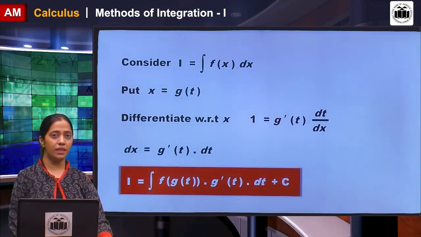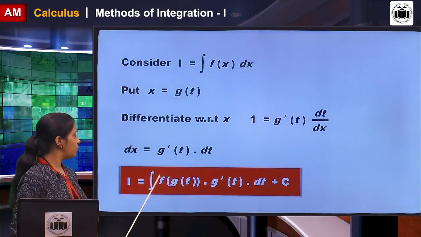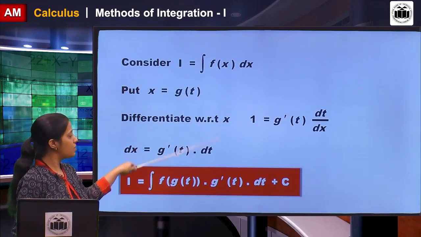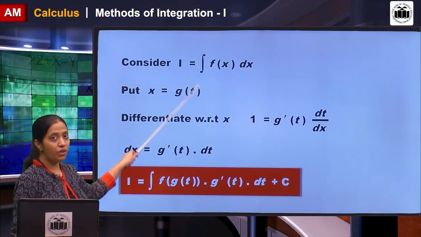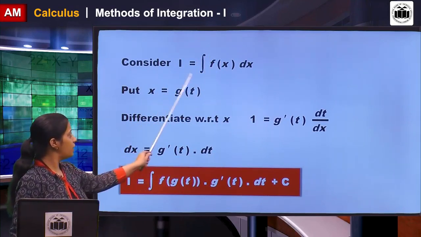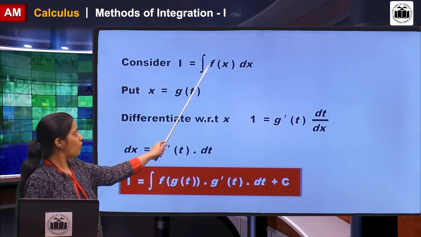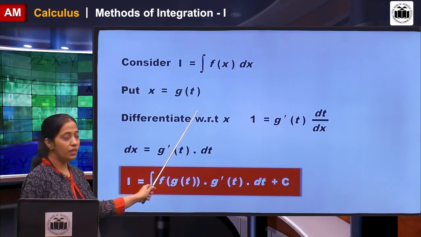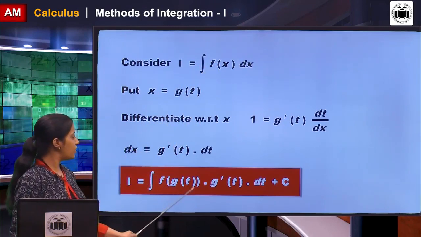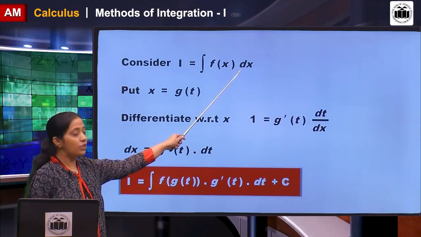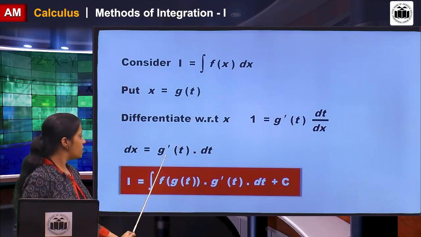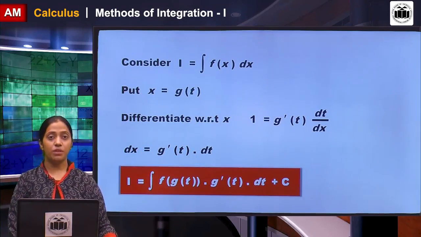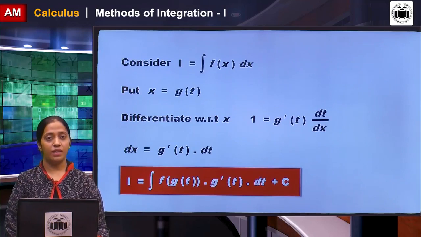Now what is our integral? I is equal to, this is our given integral. We are converting this given integral in terms of t. So what is the conversion for this? I is equal to integration of f of x, but for x I have taken x is equal to g of t. So in place of x we will write g of t. Then substitute the value of dx. dx is g dash t into dt plus constant of integration, because this is an indefinite integration.